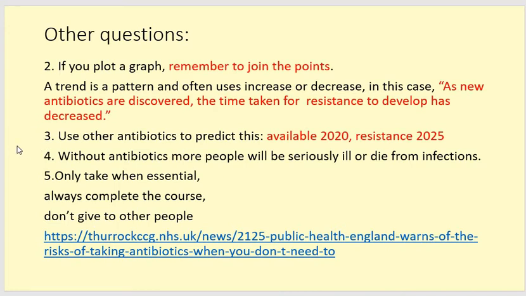Use other antibiotic data to predict the answer to question 3. Should be available around about 2020. Resistance will only be 5 years later, 2025. Without antibiotics, more people will be seriously ill or die from infections. And yes, infections that are now treated by antibiotics could kill people in the past. Advice to deal with antibiotics: only take them when they're essential, always complete the course, don't give to other people are 3 key things.